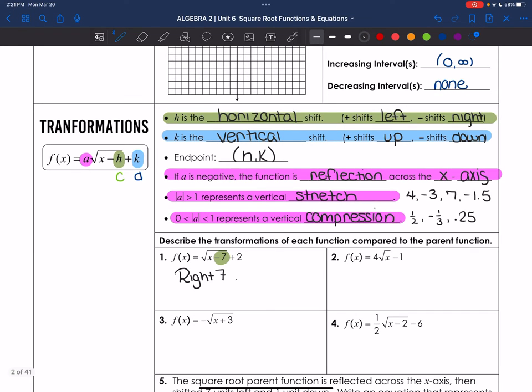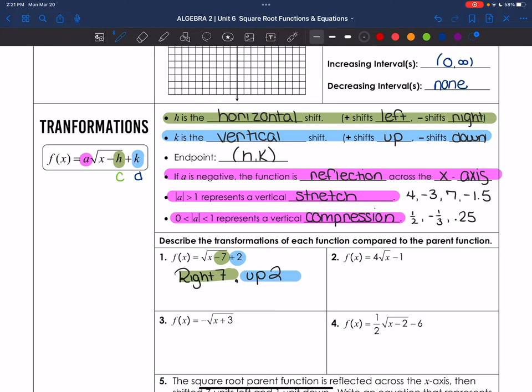And then we've got this value here at the end. So that's that part of it. Then we've got this value here after that square root. What is that going to do to our graph? That +2 at the end is causing a vertical shift. And because it is plus, it's going to be up 2.